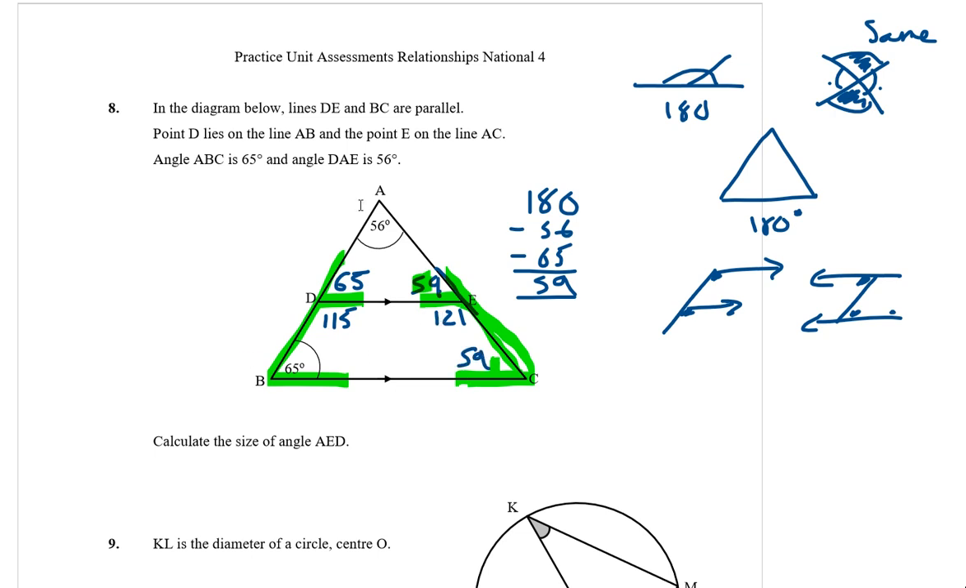Simple. So they wanted angle AED, you could just write in here at the end, 59, and don't forget degrees. Make sure you show your working, and you can draw out your F's and your Z's. So we used our F rule, we used our straight line rule, we used the triangles 180 rule.